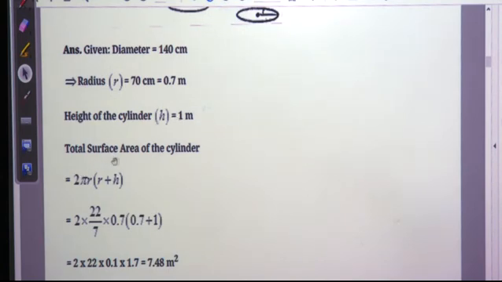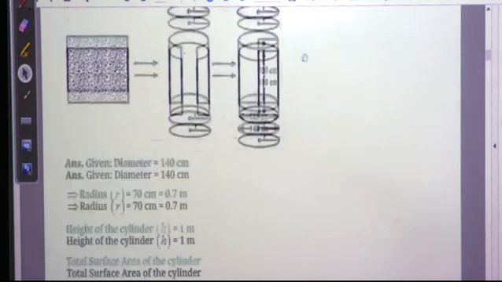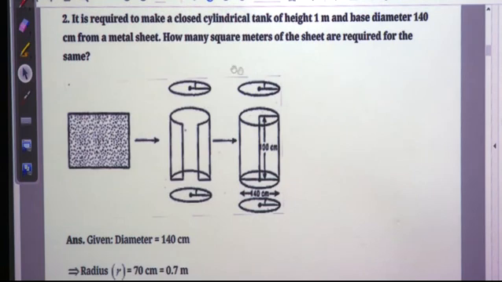Here we have to find the total surface area of the cylinder. Why total surface area of the cylinder? Because we are forming a closed cylindrical tank. Here you can see the surfaces. Just now we had seen this figure. From this rectangular sheet we are preparing the cylindrical tank that is closed, which means this upper circle is closed and the lower base one is also.